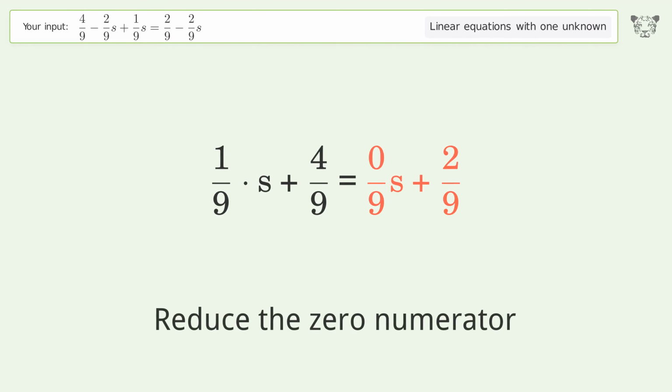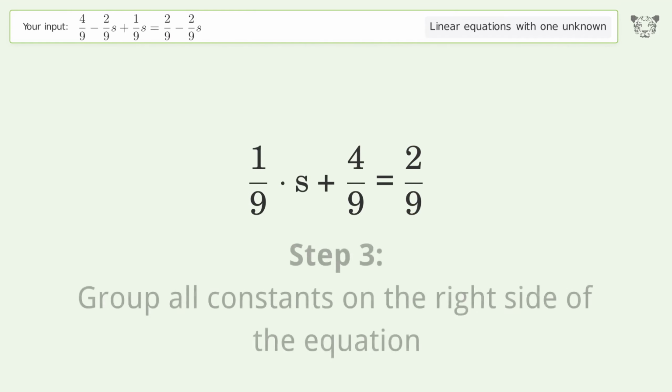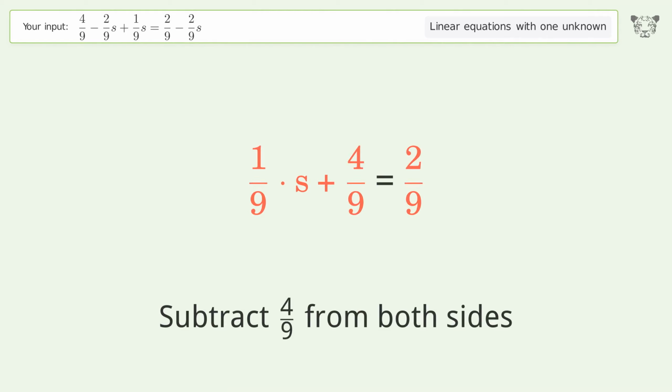Reduce the zero numerator. Simplify the arithmetic. Group all constants on the right side of the equation. Subtract 4/9 from both sides.